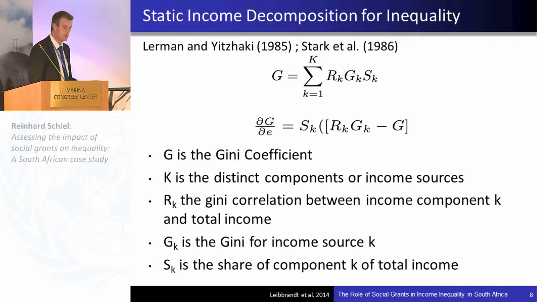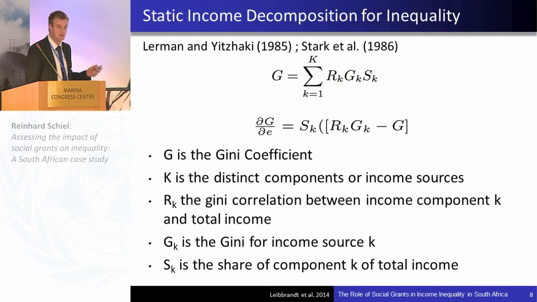This is a static approach, implying that it's only done within a particular period. And so using the Stark extension of the method, we can take the partial derivative of the approach to see what would happen if we increase a particular income component slightly within the period, and that is given by this formula over here.